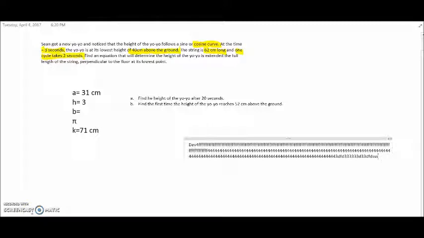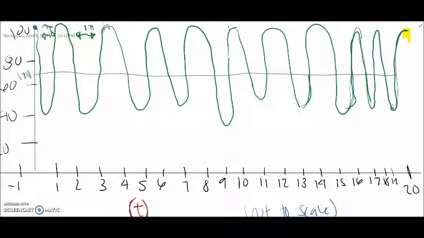plus 71. To find question B, which is finding the first time the height of the yo-yo reaches 52 centimeters above the ground, we plugged our original equation into our graphing calculator. And for y2, we put 52 because we're trying to find the time that it reaches that height.